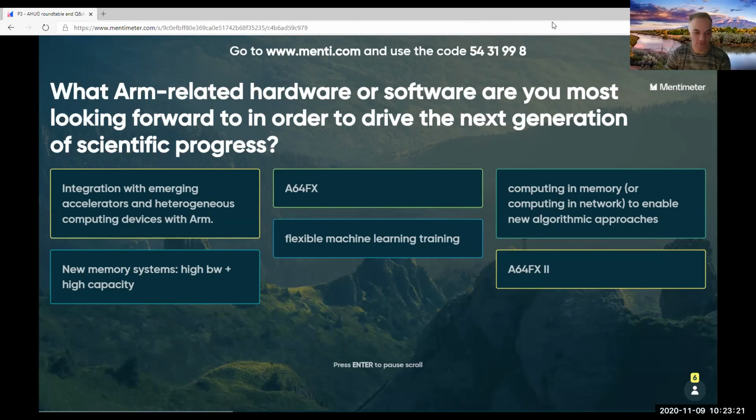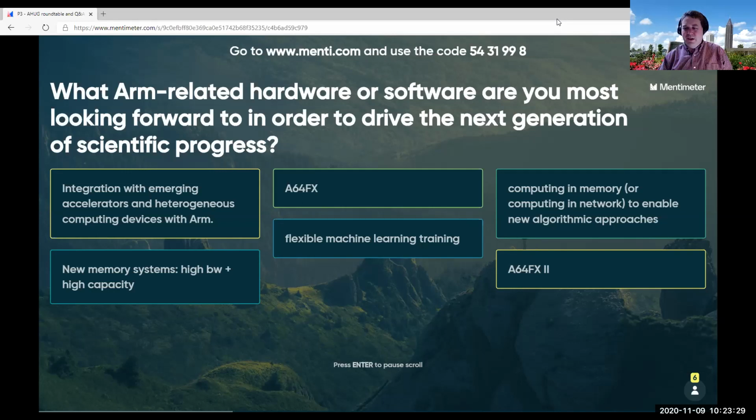Does any of the panelists have any thoughts about computing in memory or computing in a network for algorithmic approaches? I don't know if anyone on the panel has experience working with that with ARM hardware, like the BlueField, or Mellanox has kind of their embedded ARM cores in the network.